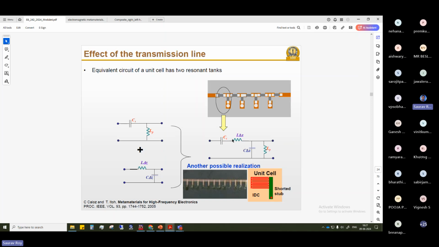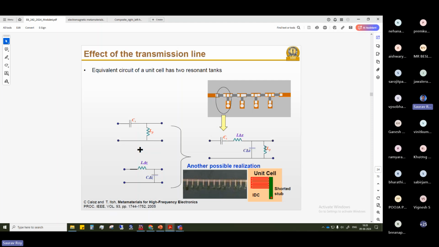But what you are putting additionally, that is not normalized. That is one thing you should remember. That is why this value is L del Z, C del Z, because the capacitor and inductance are per unit length. L and C are per unit length, and that's why del Z is multiplied to give the same unit.